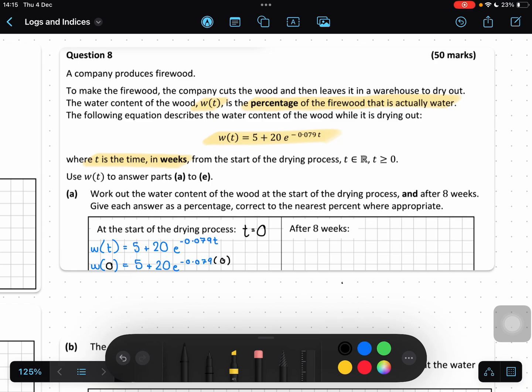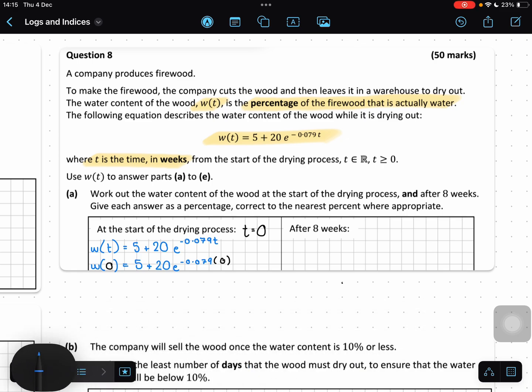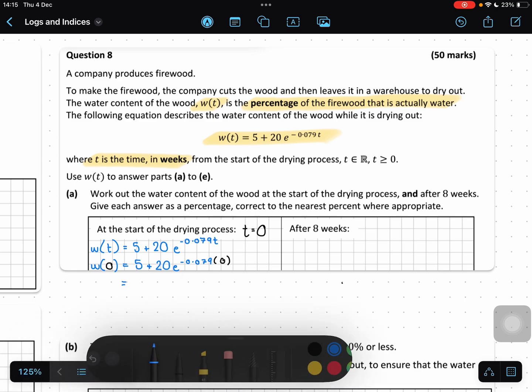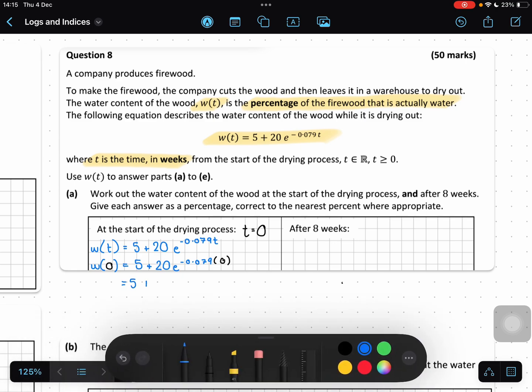Now I could almost do this in my head, because I know that it's 5 plus 20 times e to the power of 0 when we work out this multiplication. Anything to the power of 0 is 1. So it's 5 plus 20 times 1, which is 25.